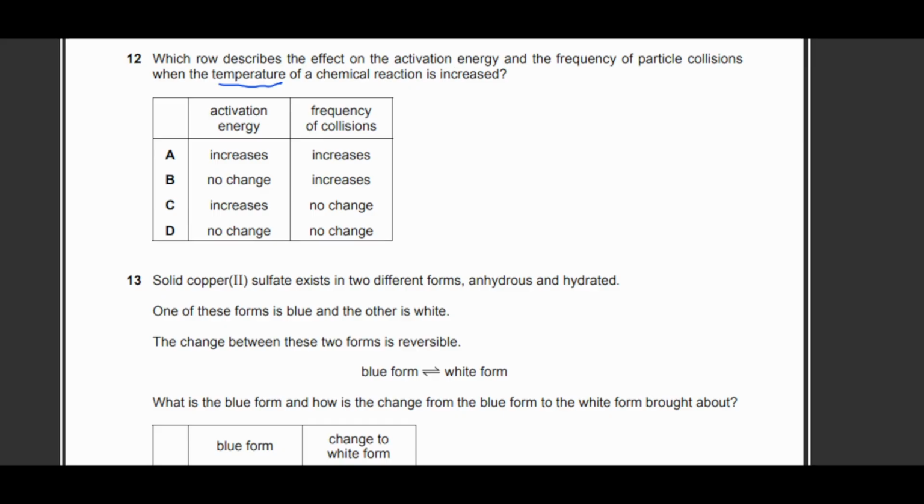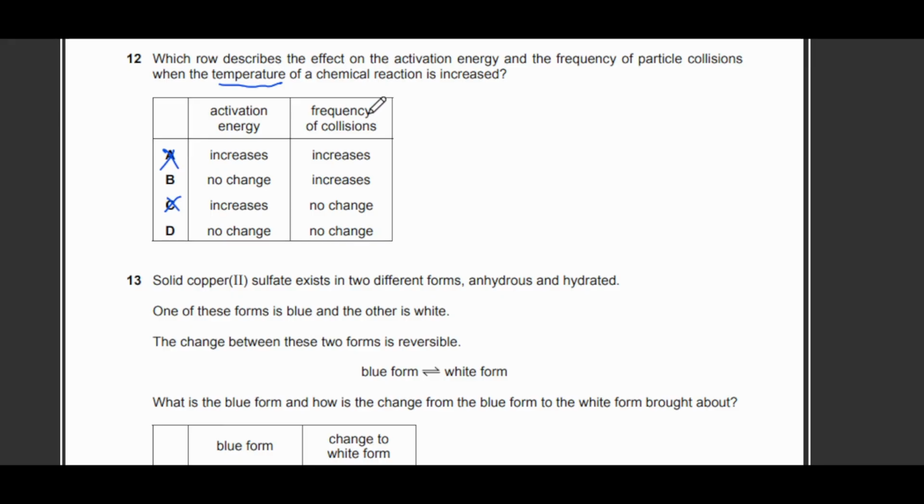So if we look at the answer, activation energy. Is there any change in activation energy? Activation energy is the amount of energy required for a reaction to occur. And temperature actually does not affect activation energy. So therefore A and C is wrong because temperature has no effect. Okay, so there's no change.